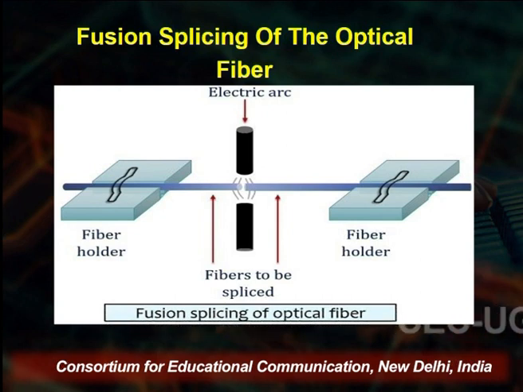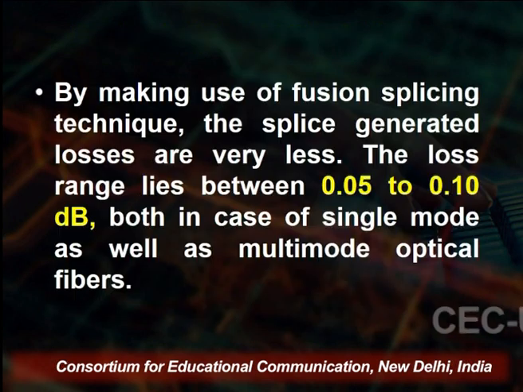As the heat reaches the fiber, it melts and the fibers connect to each other. After that a coating will be done on it. So the fusion splicing of the optical fiber is like that. By making use of the fusion splicing technique, the splice losses generated are very low. The loss range lies between 0.05 to 0.10 dB.